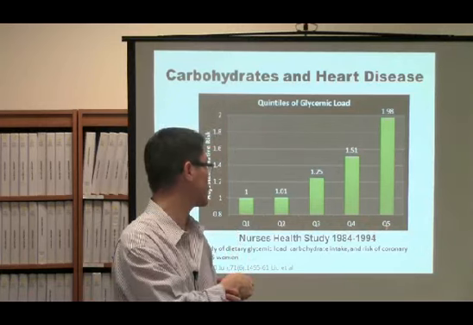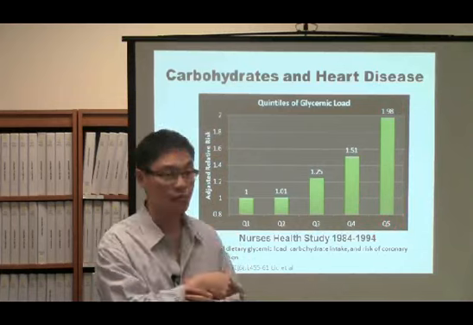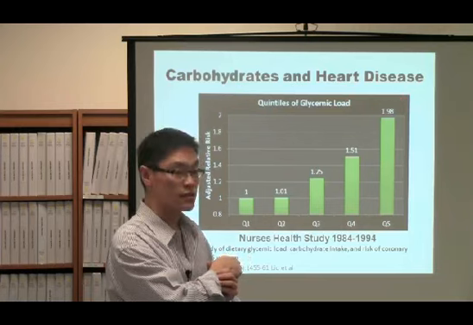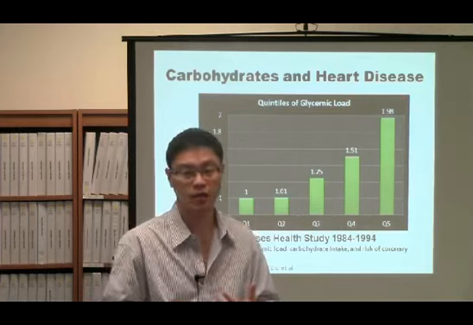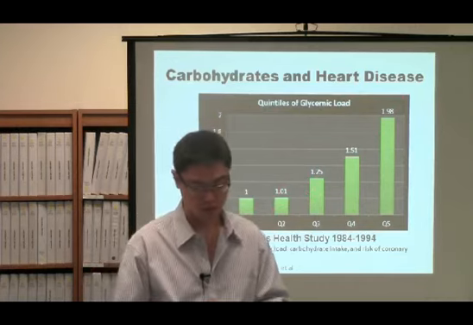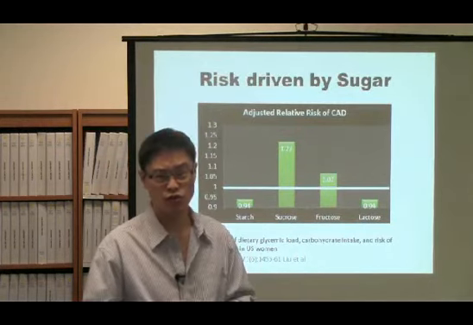But you can see that those people who tend to eat the highest glycemic load tend to get the most heart disease. And the lowest tend to have the least. So if you eat a very low glycemic load, you do better. And as you eat more and more, it gets worse and worse. And this is a 10-year follow-up. And the risk is driven mostly by the sugar, actually.